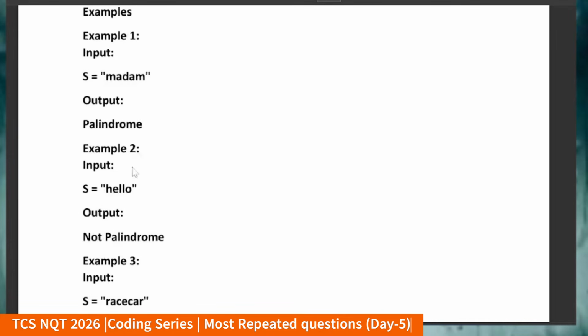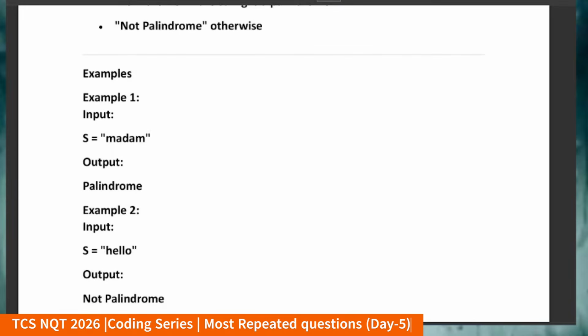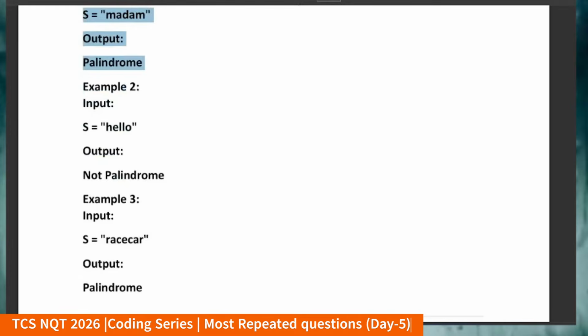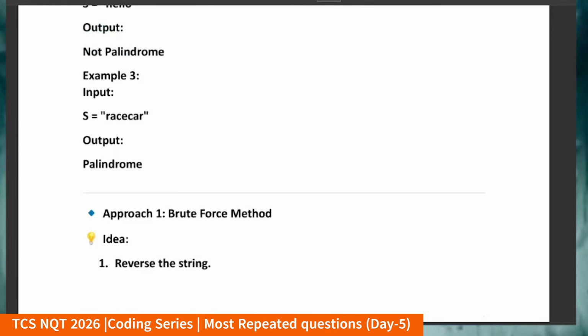So coming to that, for example, if I am taking the string as madam, then it will print palindrome. If I am taking the input hello, then it will print not palindrome, because if we read from the backward, then it is olleh, which is not equal to hello. So that is the thing. Now another example you can say.